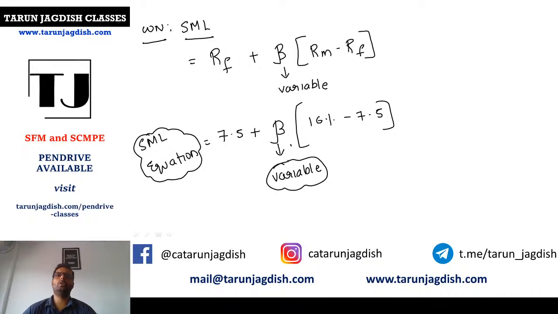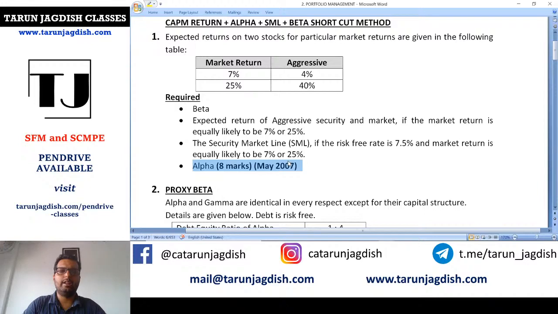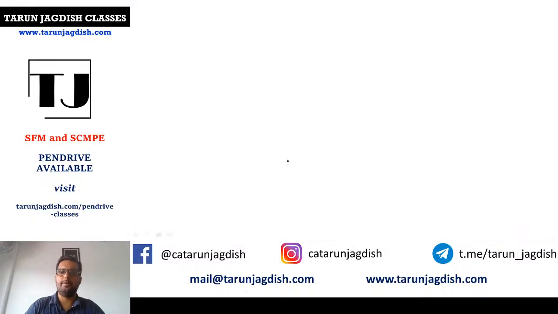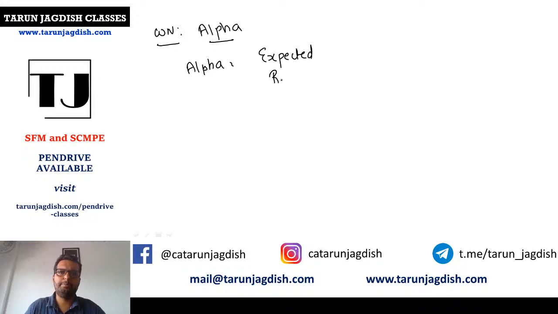Alright friends, I hope you have put up till here in your books. Now shall we go to the last requirement that is given over here? Alright, they are asking you to find out the alpha. The next working note would be alpha. We learn the formula for alpha. Alpha is equal to expected return minus required return.